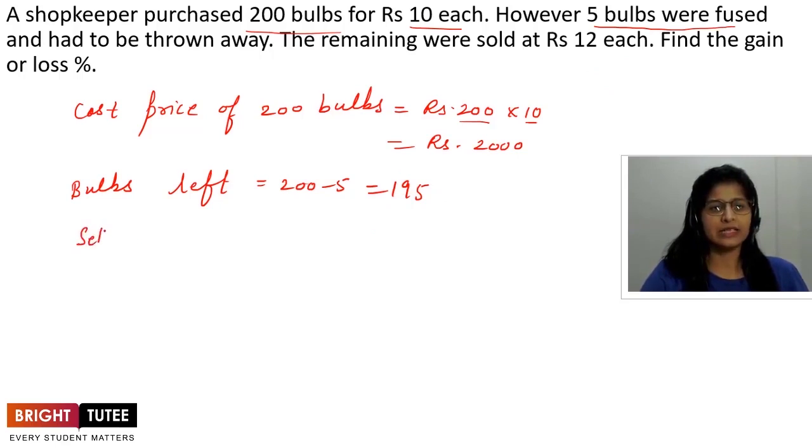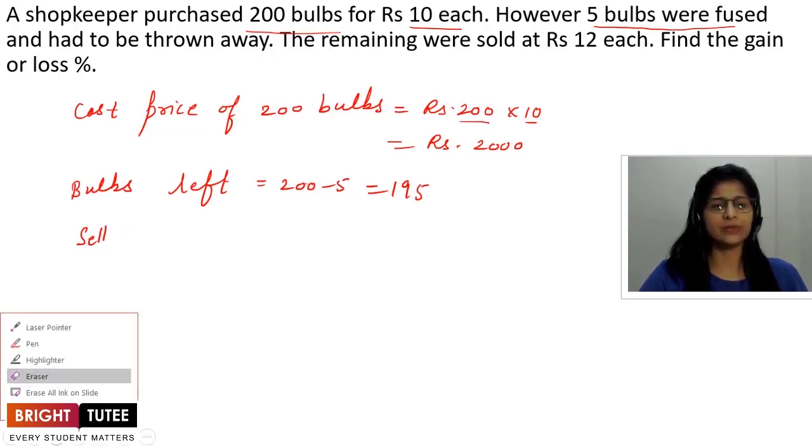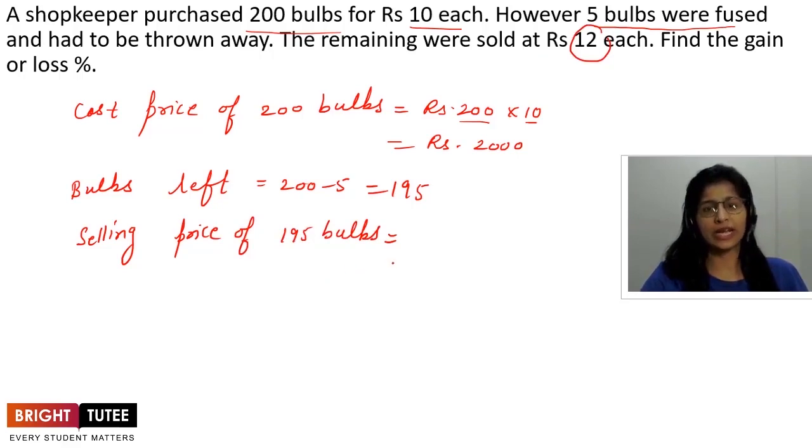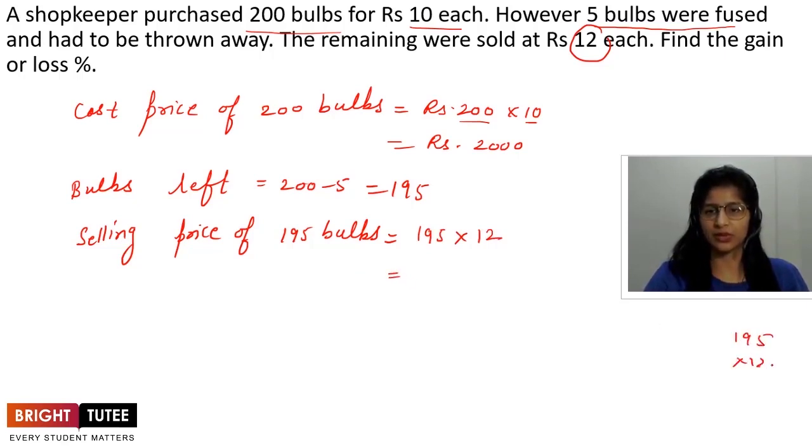So we will write selling price. What will be the selling price of these 195 bulbs? We know the selling price of one bulb is rupees 12. So the selling price of 195 bulbs will be 195 into 12. Clear? Let's multiply it. 195 into 12.